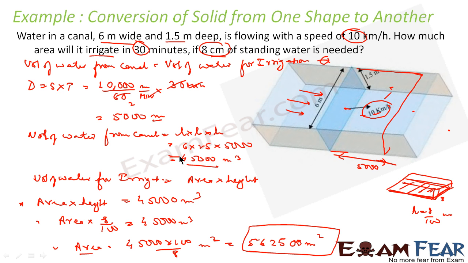And this same volume of water is used for irrigation. And the volume of water used for irrigation is area into height. We know the area is what you have to find, height is already known, that is 8 centimeters, that is 8 by 100. And thus we can find the area as 562,500 meter square.